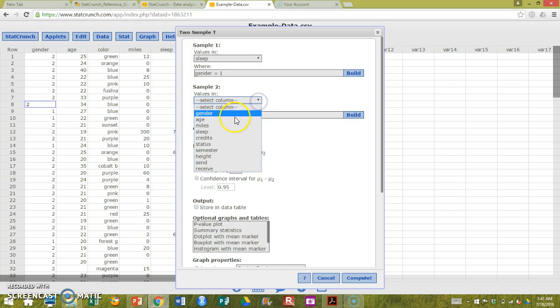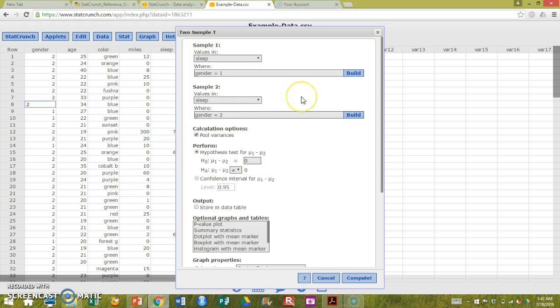Now if I want to make my second sample, I select sleep again, because that's the thing we're comparing, and I'm just going to type this in. If you know your variables and you know these categories, you can type in the logic statement to select the category you want. So now I'm comparing men's sleep hours to female sleep hours.